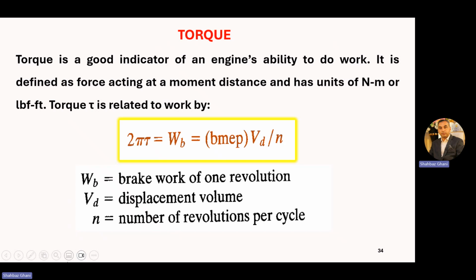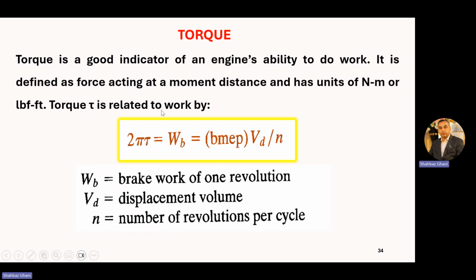In the first part, we have covered the engine operating characteristics. Now we continue the same topic with respect to torque. Torque is a good indicator of an engine's ability to do work. It is defined as the force acting at a moment distance and has a unit of Newton meter or foot pound feet. So torque is a force acting at a moment arm.